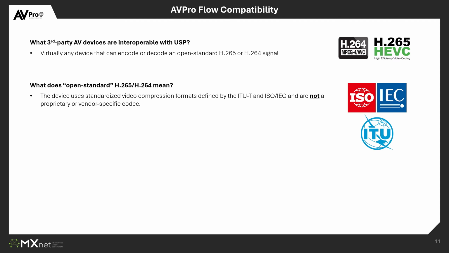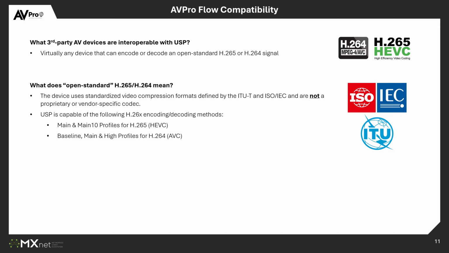When encoding or decoding H.264, there are several different implementations that can be used. These come in the form of what's called profiles and bitrate levels. These control how the content is encoded and is key when considering stream interoperability. For H.265, USP supports main and main 10 profiles, and with H.264, it's baseline, main, and high profiles. For both H.265 and 264, main and high bitrate tiers at level 6 or lower are supported.